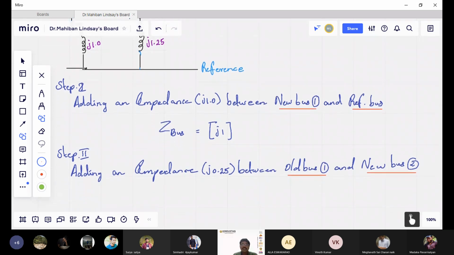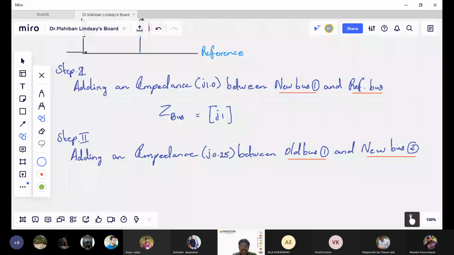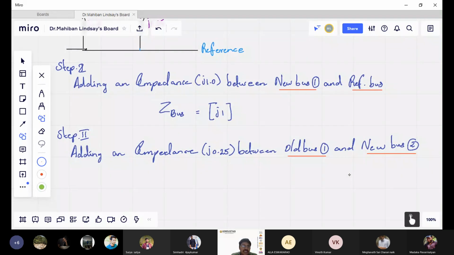Now, if we are adding an old bus and new bus, how is the modification? That is the second modification, right? How we can write, listen carefully, Z bus is equal to. If we are adding an old bus and new bus, the size of the matrix will be increased. Therefore, this is the original old bus, that is Z1, and now that is old bus 1 and the new bus is added, and the value 0.25 is the impedance.